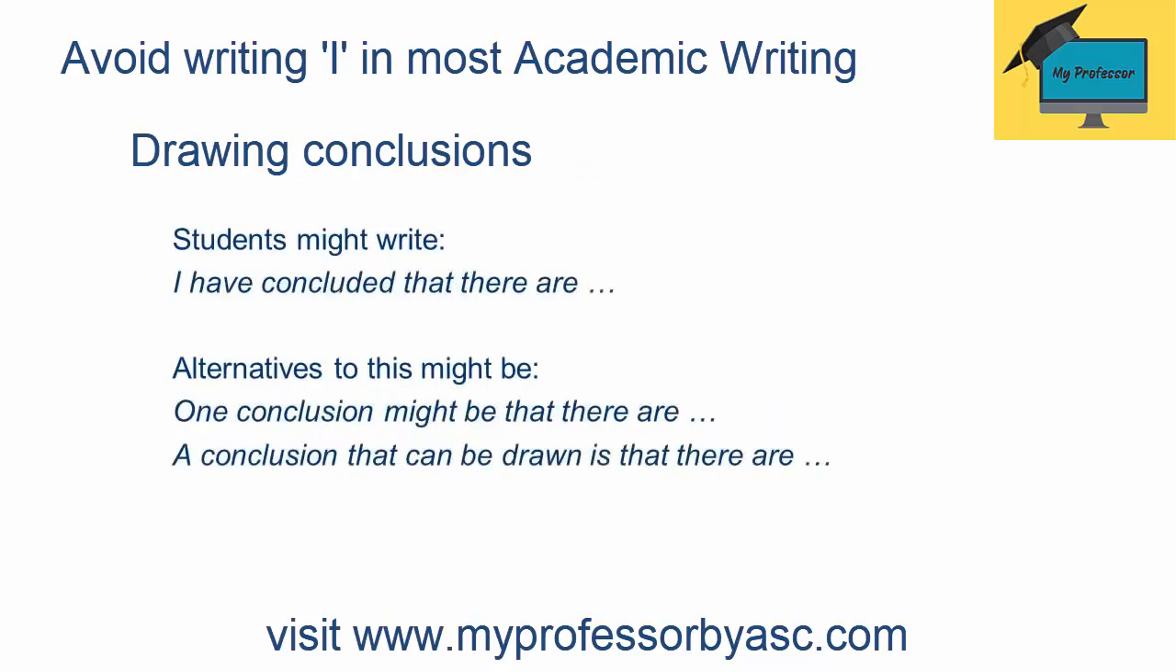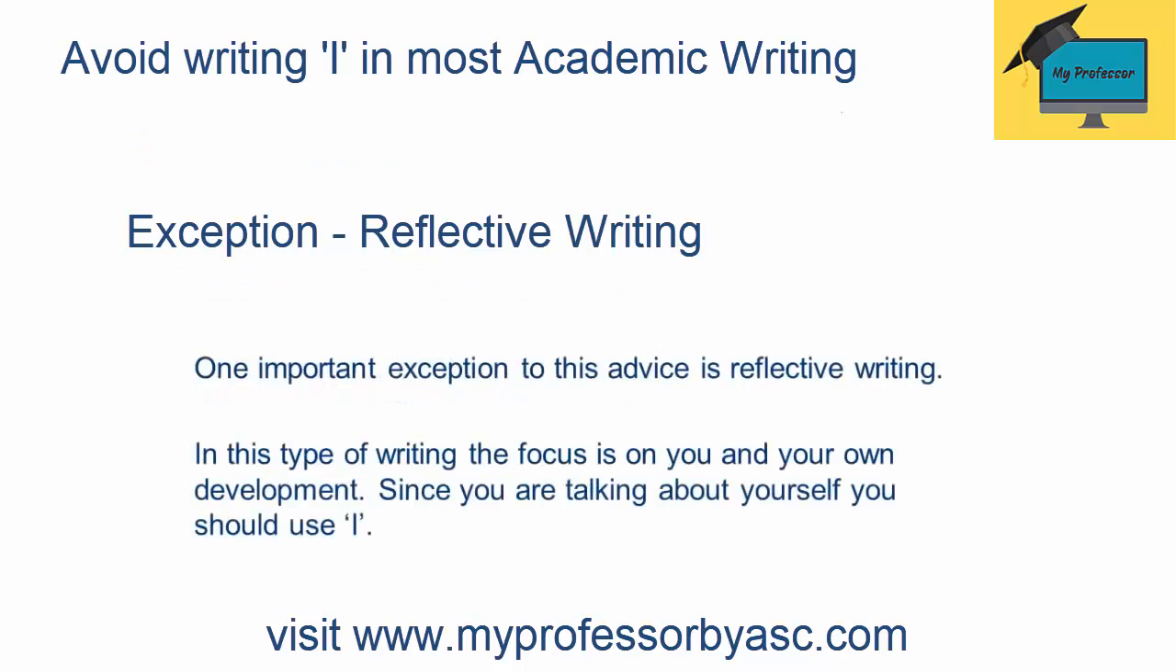A further occasion when you might be tempted to use "I" is when drawing conclusions or weighing up evidence. So, students might write, "I have concluded that there are..." Alternatives to this might be, "One conclusion might be that there are..." or "A conclusion that can be drawn is that there are..." One important exception to this advice is in reflective writing.